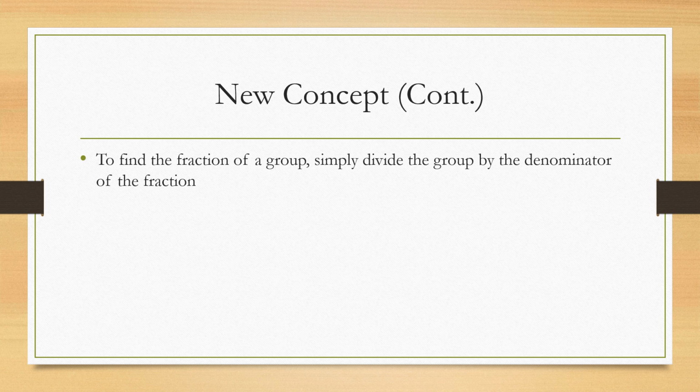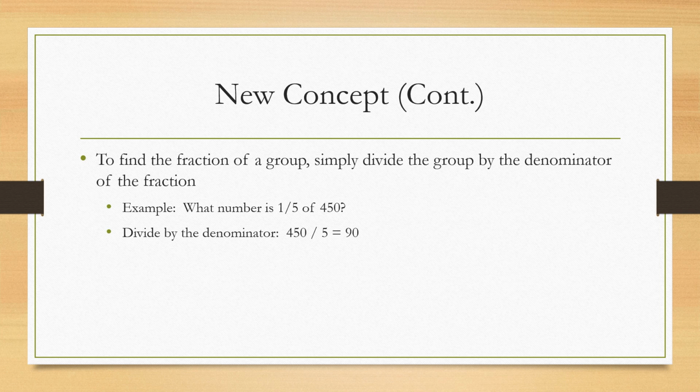To find the fraction of a group, all we're going to do for now is divide the group by the denominator of the fraction. So if I'm asked what's 1/5 of 450, I'm just going to divide by the denominator. 450 divided by 5 is 90. So 90 is 1/5 of 450.